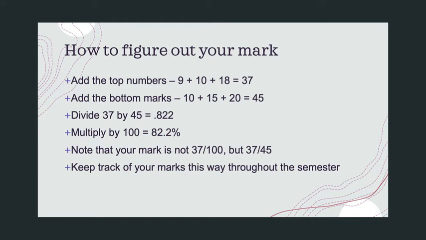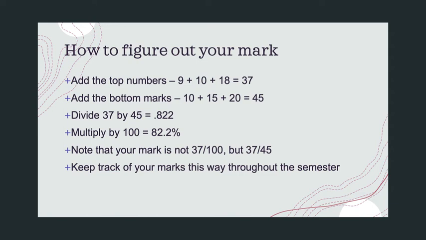We round up or we round down. So at the end of the semester, if you have 82.5, most of the time your mark gets rounded up to 83. If it's 82.2, you'll have 82 for your grade. So again, you'll notice that at this point in the semester, your mark is not 37 out of 100 or 37%, but it's 37 out of 45, which equals 82%. So this is how you can keep track of your marks all through the semester.